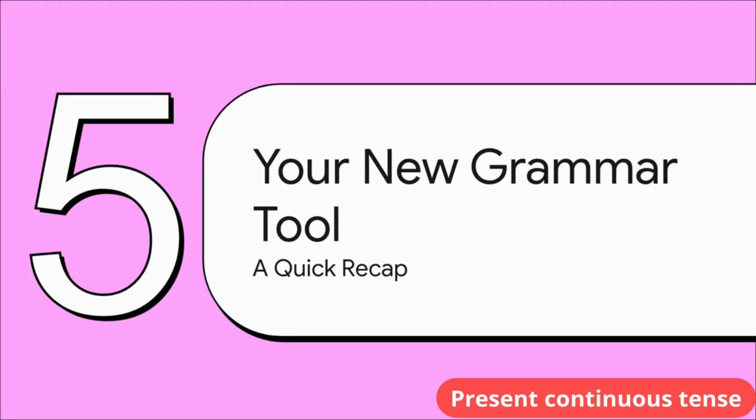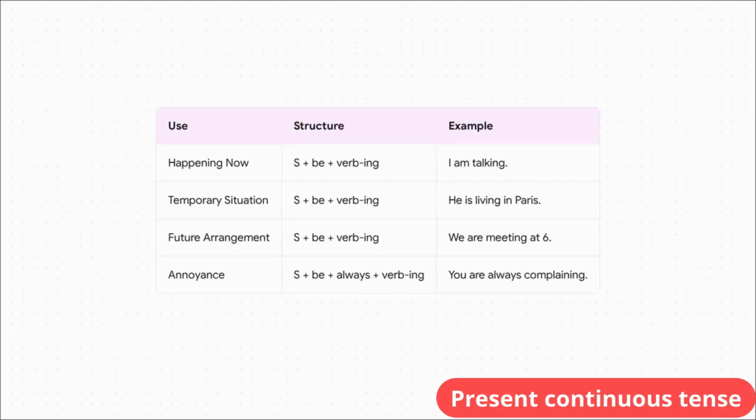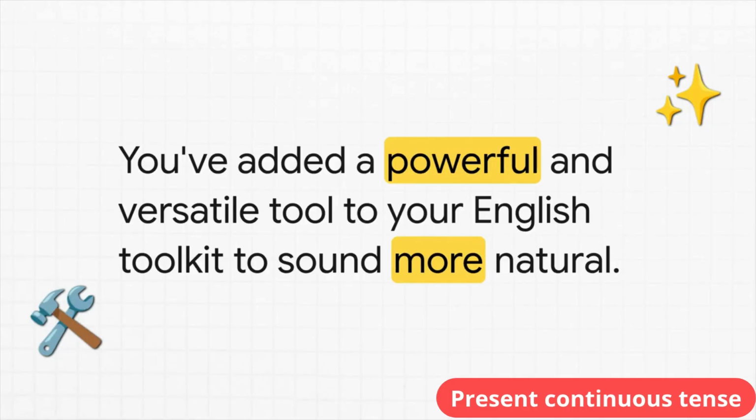All right, let's pull it all together with a quick recap. We've just explored one of the most useful tools in the entire English language, and now you know exactly how to handle it with confidence. This little chart here is basically your cheat sheet. It brings everything together. You can see our 4 key uses, from what's happening now to expressing annoyance. And notice how the structure is pretty much the same for each one. Super handy.